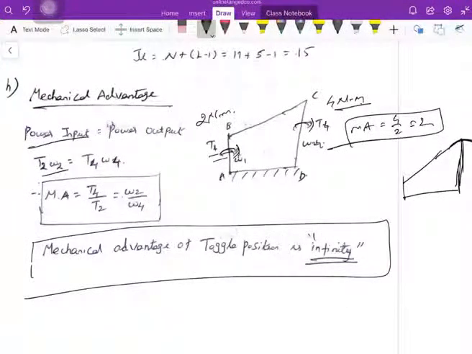What does mechanical advantage mean practically? Suppose I'm giving 2 Newton meter torque at the input. If I'm getting 4 Newton meter torque at the output link, then I can say my mechanical advantage is 2. You got it right? Mechanical advantage means how it enhances the input torque. I'm giving only 2 Newton meter torque as input, but I'm getting 4 Newton meter torque as output. That's what mechanical advantage means.